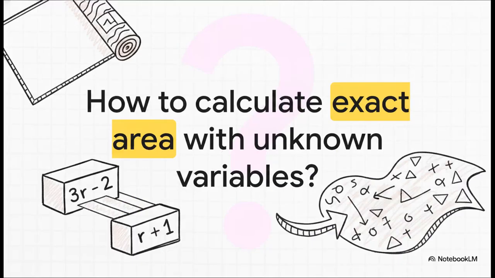Okay, let's dive into this. Imagine you're looking at a floor plan, right? You need to order a carpet, but the dimensions aren't your simple, everyday numbers like 5 meters by 4 meters. No, instead, the length is 3r minus 2 and the width is r plus 1. So how on earth do you calculate the area when you're dealing with unknown algebraic variables? I want you to keep this real-world problem in the back of your mind because by the time we finish up here, solving it is going to be an absolute breeze.